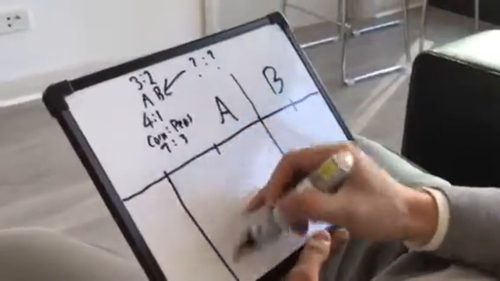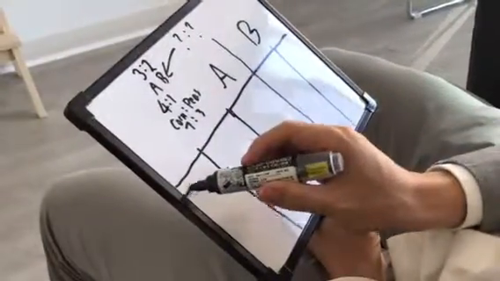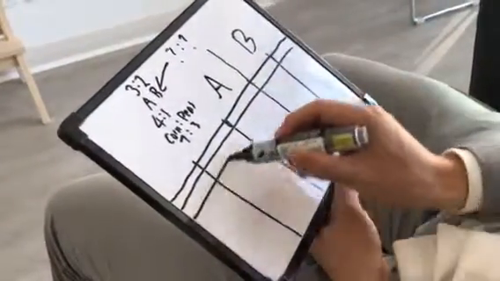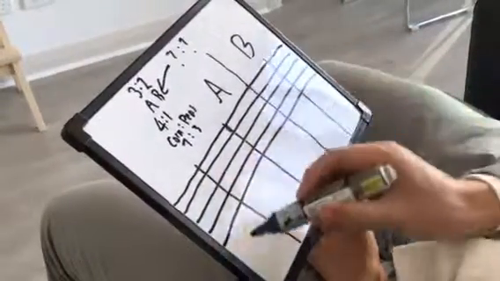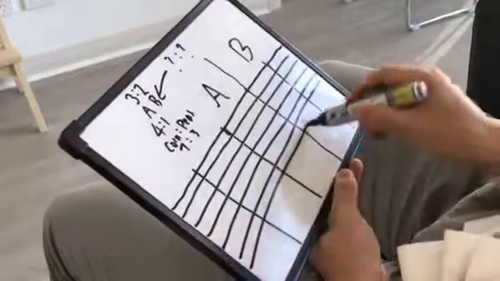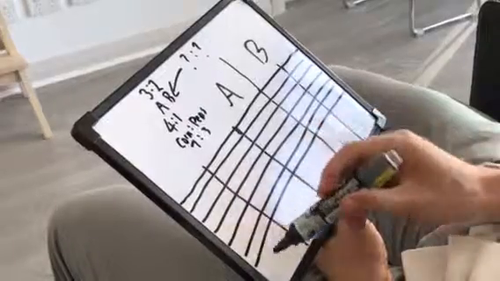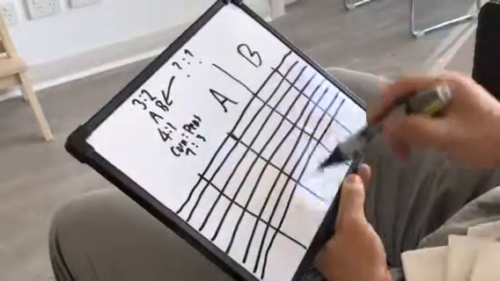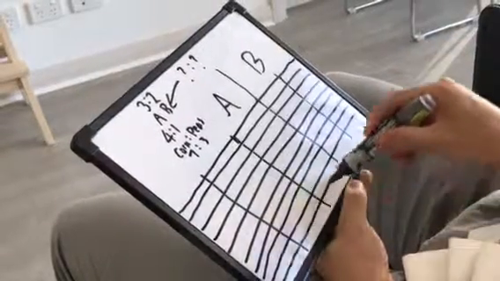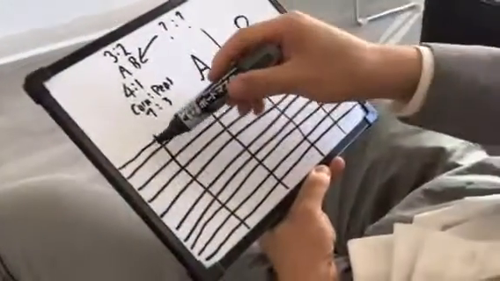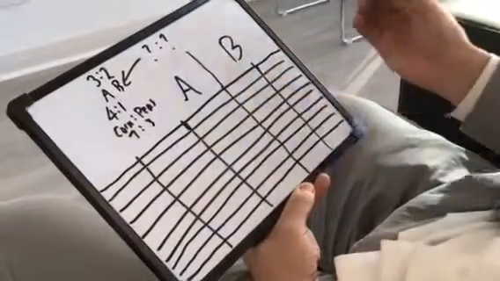So, for example, I could do a few lines like this. How many is that? 1, 2, 3, 4, 5, 6, 7, 8, 9, 10. Okay, so that's 1, 2, 3, 4, 5, 6, 7, 8, 9, 10.